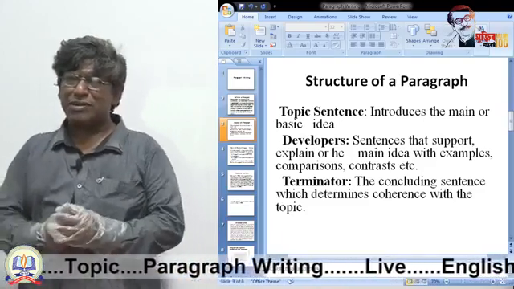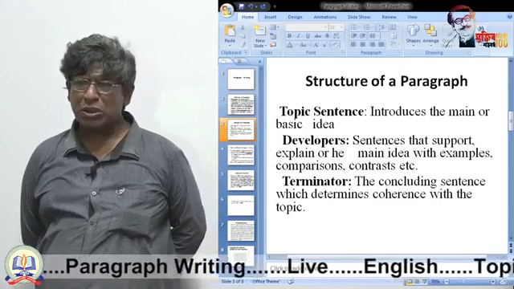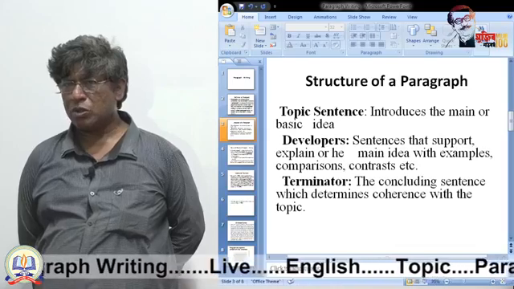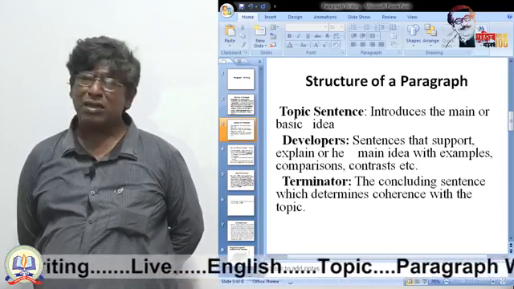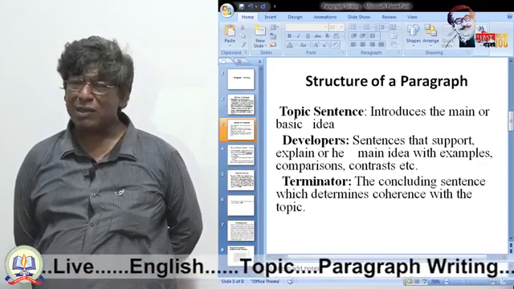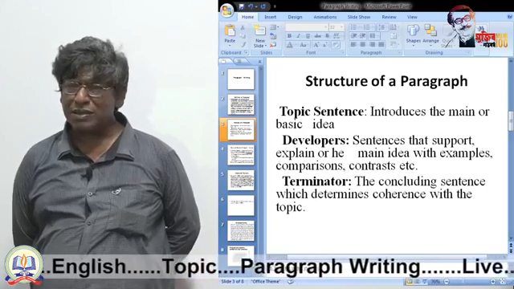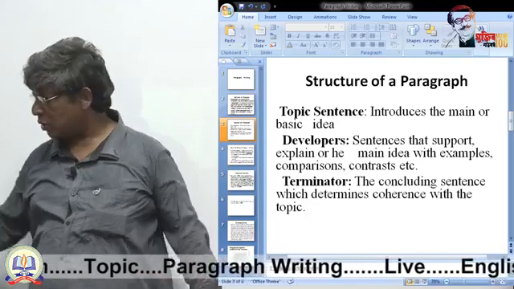Finally, there comes a terminator or the concluding sentence which determines coherence with the topic. So, we have three parts in a paragraph: a topic sentence or two, developers and a concluding sentence called terminator.